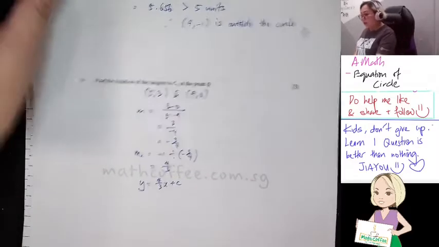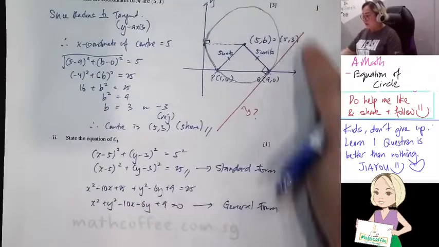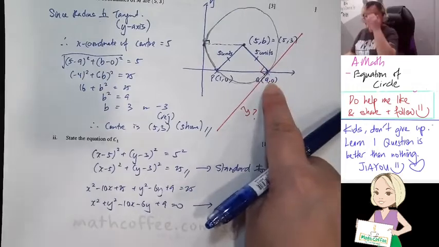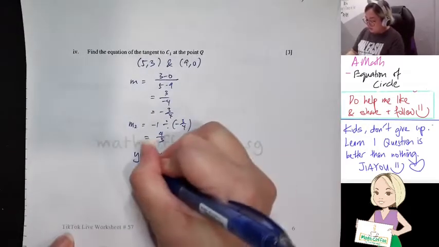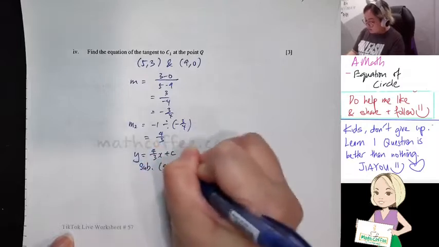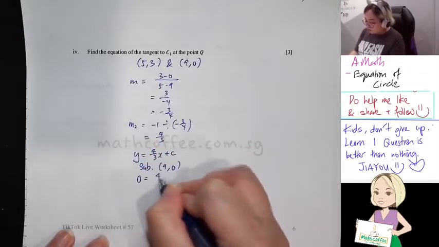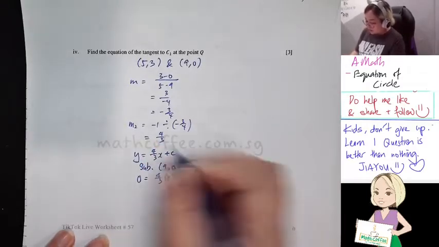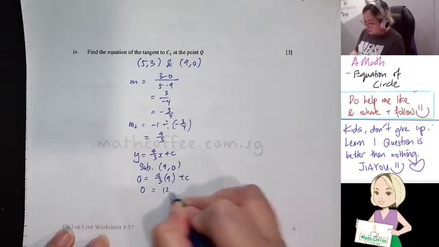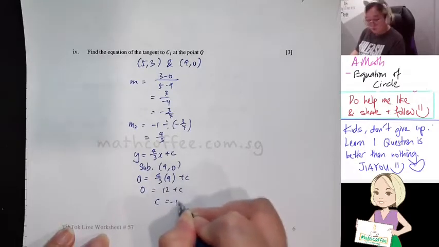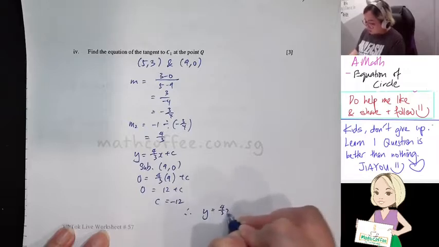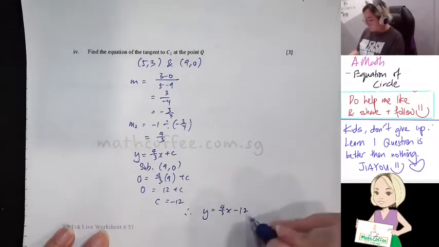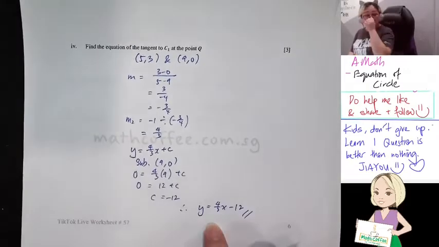And you need to sub a point which is on the line. So (9, 0) is the point. So you're going to sub in 9 and 0. Okay? So let's sub in. Sub (9, 0). So 0 equals 4/3 times 9 plus c. 0 equals 12 plus c. c equals negative 12. So therefore it is y equals 4/3 x minus 12. So that is the equation of the tangent line.